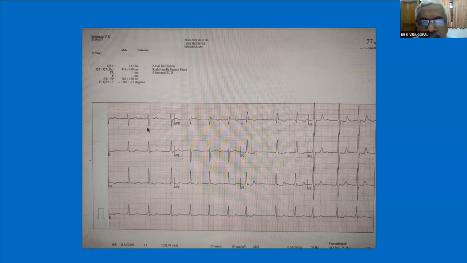There is right axis deviation. Will the right axis deviation correlate with the PA pressure or the RV pressure? The QR pattern plus a right axis deviation also. And not only right axis deviation, maybe there are STT changes.